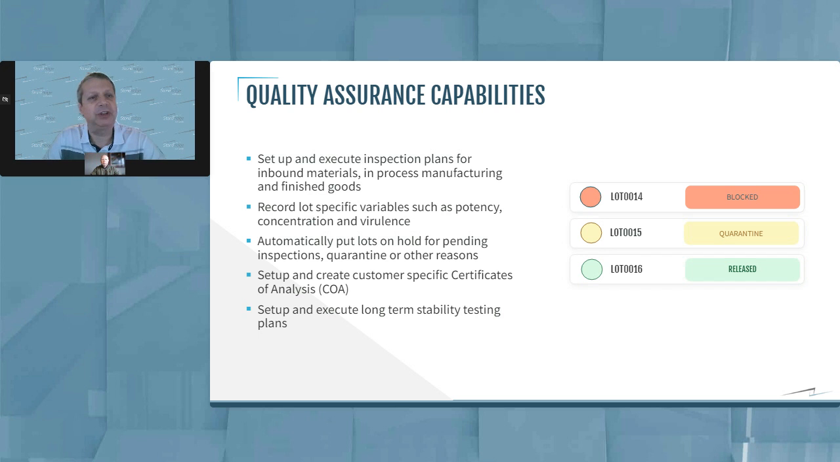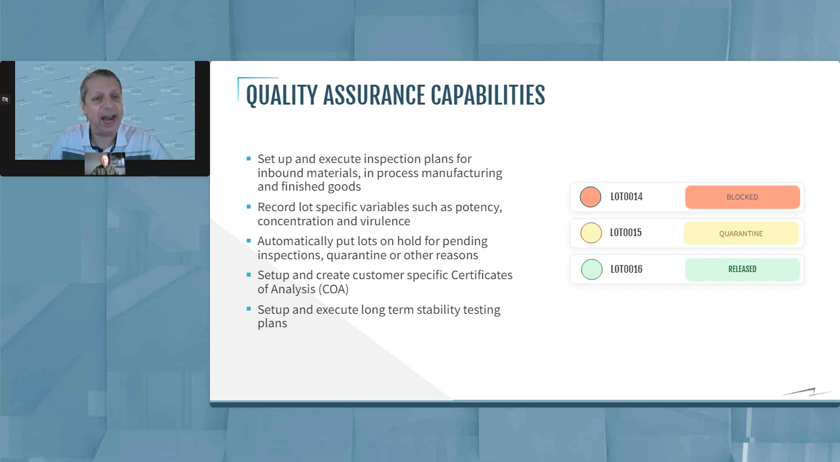Since today's focus is on quality assurance, I want to point out what we're specifically going to be talking about capability-wise. The first thing we're going to talk about are inspection plans. So we're going to show you how you can set up and execute inspection plans for inbound materials, work in process, as well as finished goods. As part of those inspection plans, one of the things that you can capture is lot-specific variables such as potency or concentration or virulence.